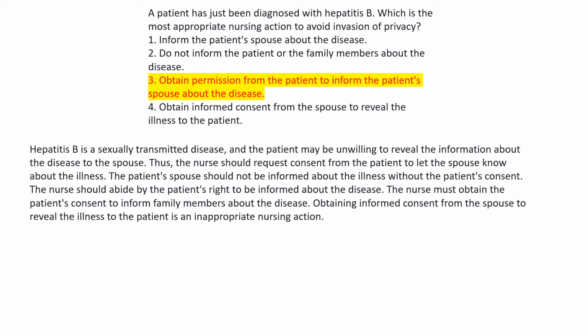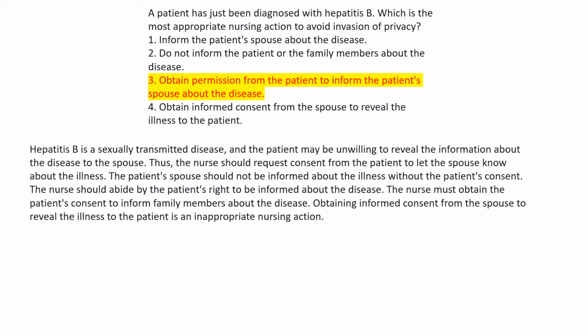3. Obtain permission from the patient to inform the patient's spouse about the disease. Hepatitis B is a sexually transmitted disease, and the patient may be unwilling to reveal the information about the disease to the spouse. Thus, the nurse should request consent from the patient to let the spouse know about the illness.